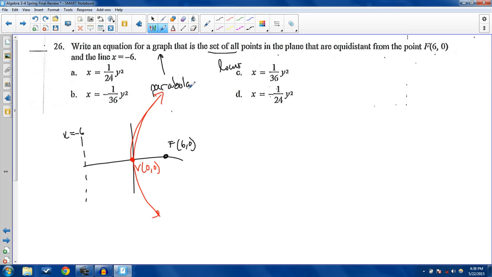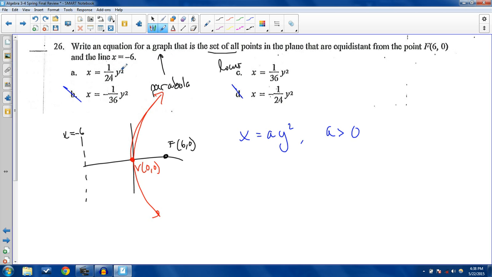But I know that my equation is going to be an x equals positive y squared equation. x equals ay squared, where a is greater than 0. So I know it's not going to be B or D if I did this in a multiple choice approach, if I was doing process of elimination.